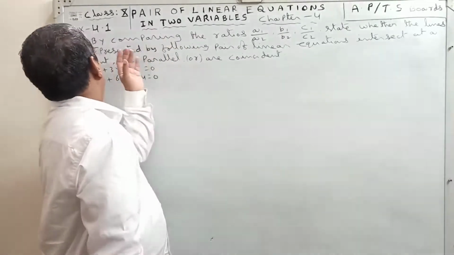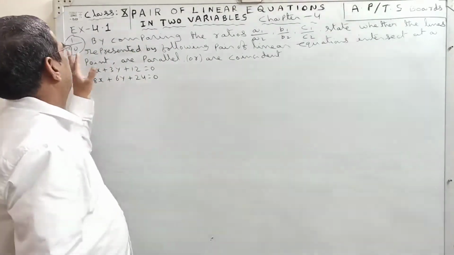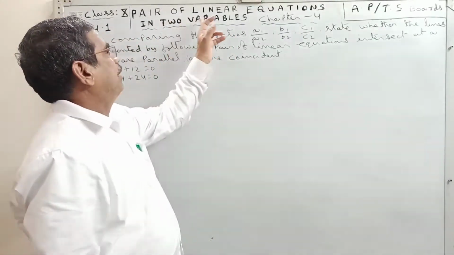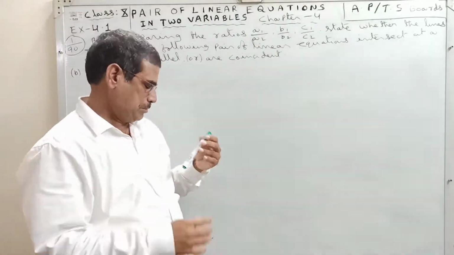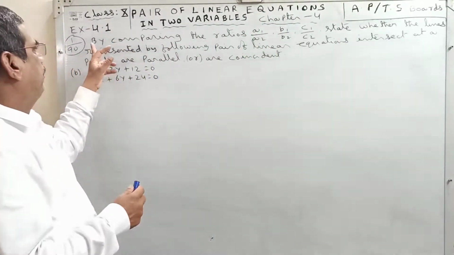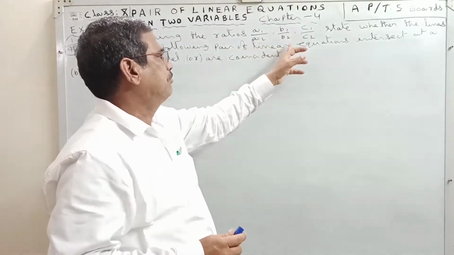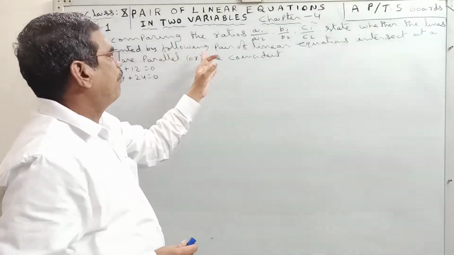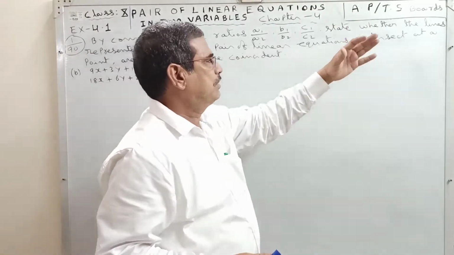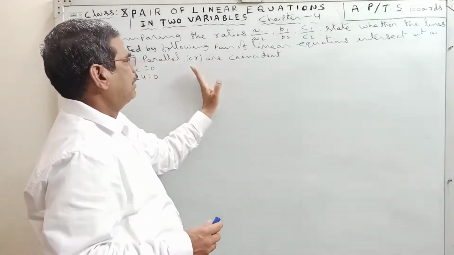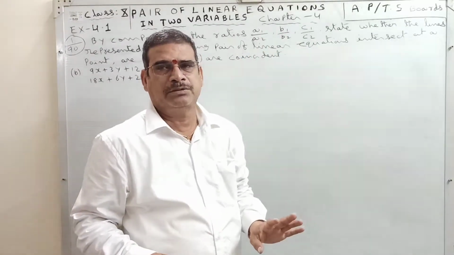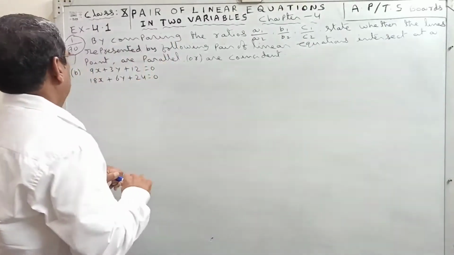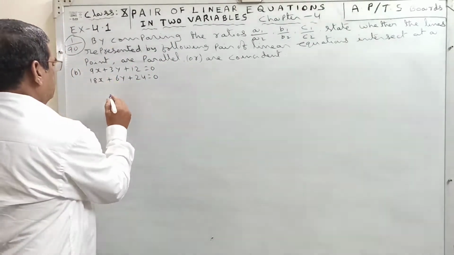Now I am going to explain the first question, part B, in Exercise 4.1 of Pair of Linear Equations in Two Variables. By comparing the ratios a1 by a2, b1 by b2, c1 by c2, state whether the lines represented by the following pair of linear equations intersect at a point, are parallel, or coincident. So we have to check. The first question is already over; this is the second question.